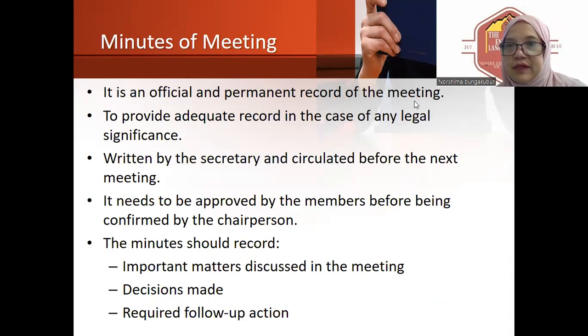Minutes of meeting. All right. We have notice, we have agenda. Now we go to minutes of meeting. It is an official and permanent record of the meeting to provide adequate record in the case of any legal significance. It's written by the secretary and circulated before the next meeting. It needs to be approved by the members before being confirmed by the chairperson. The minutes should record important matters discussed in the meeting, the decisions made, the required follow-up action.